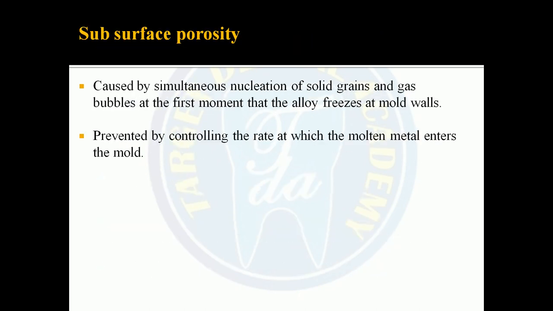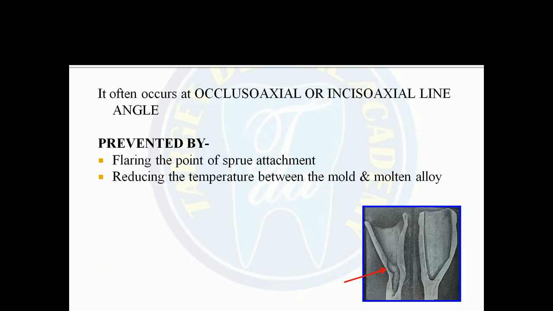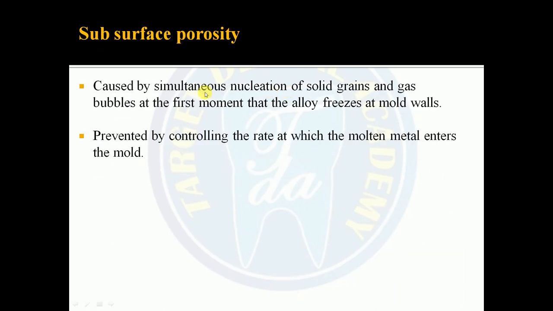Coming on to subsurface porosity, it is caused by the simultaneous nucleation of the solid grains and gas bubbles at the first moment that the alloy freezes at the mold walls. It can be prevented by controlling the rate at which the molten metal enters the mold.